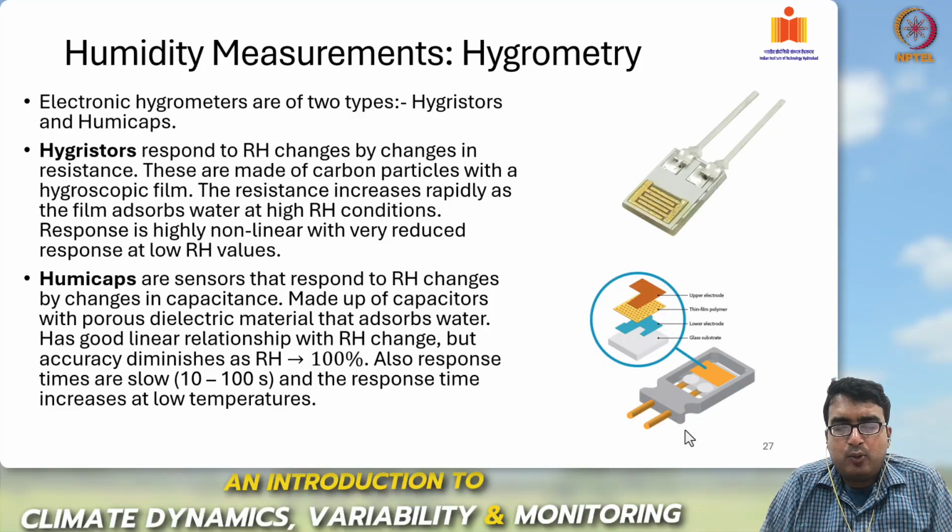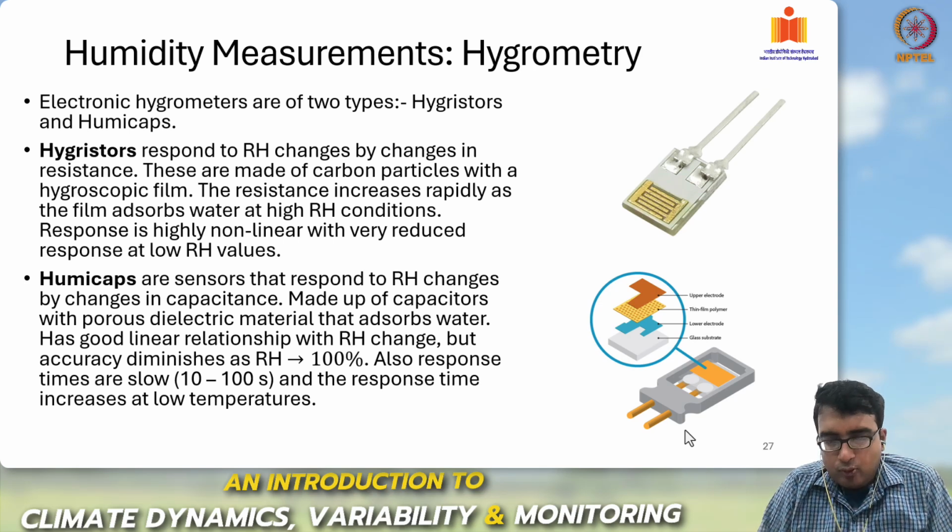Good morning class and welcome to another lecture in climate dynamics, climate variability and climate monitoring. In the previous class, we were discussing methods by which humidity of air can be measured. The measurement process is called hygrometry and humidity measuring instruments are called hygrometers in general.